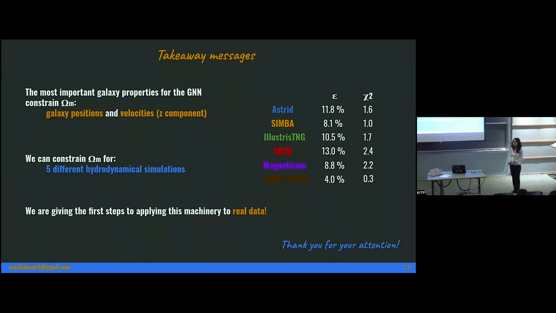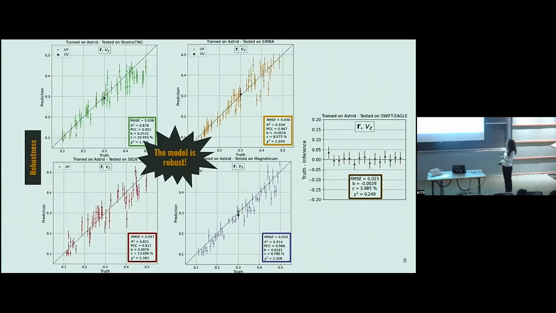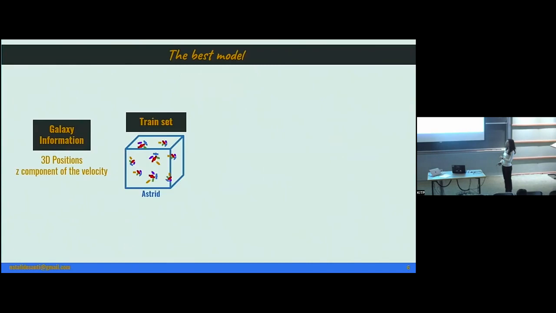Thanks. Hi, Francisco Castander. If I understood correctly, you are using a linking length to define your graphs. Yes. And that basically imposes a scale that you're going to study. Have you tried changing that linking length and how your statistics change, or robustness, or your performance?